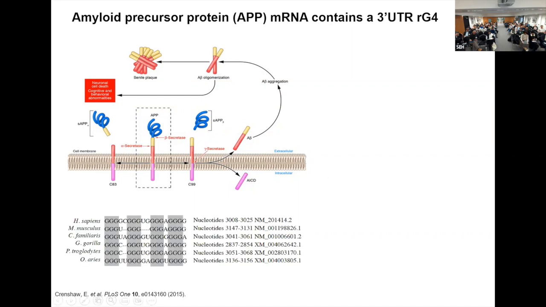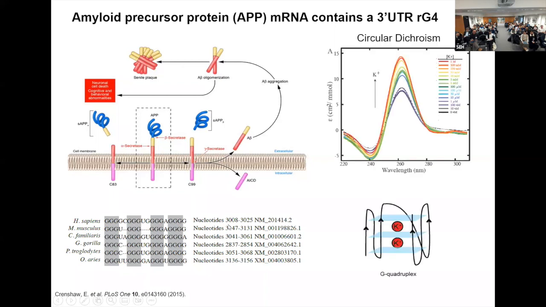This part of the work was done when I was a PhD. We found there's a 3' UTR RG4 in there, relatively conserved, with four runs of Gs interspaced with loop sequence. Just some standard G-quadruplex assays. We did CD to show that it's dependent on potassium, which gives some indication that this forms RG4. So that's our target, okay?